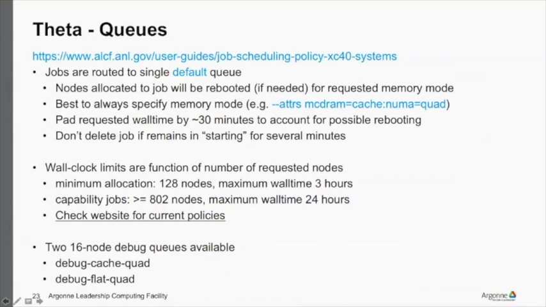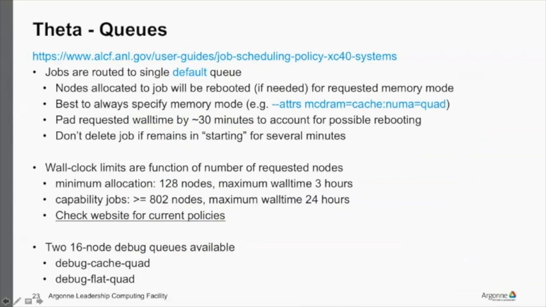On Theta, the wall clock time limits are a function of the number of nodes requested. If you look on the webpage, you'll see a tiered structure. Small jobs can run for a relatively short amount of time, a few hours, whereas the larger jobs can run anywhere up to 24 hours. The minimum allocation is currently 128 nodes. So if you submit a smaller job in the default queue, you'll still be allocated and charged for the full 128 nodes. And today, capability jobs on the machine are those requesting 802 nodes or more.